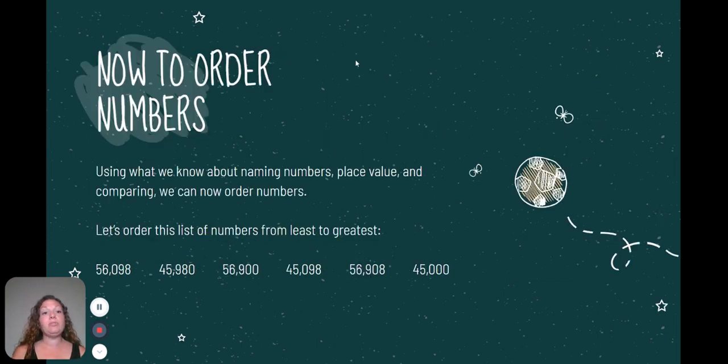All right, so we do the same thing when we order numbers. It says using what we know about naming numbers, place value, and comparing, we can order numbers now. So let's order this list of numbers from least to greatest. I'd like for you to write these down yourself. So what you're going to do is you're going to look at these numbers while I'm reading them and you're going to try to order them on a piece of paper. Or maybe you can just think to yourself what order these are going to go in, and we'll see the answer in a minute. So let me read them to you.